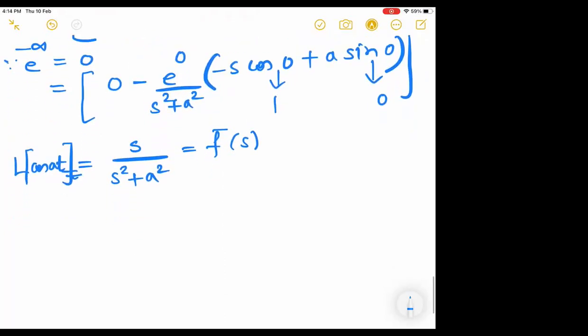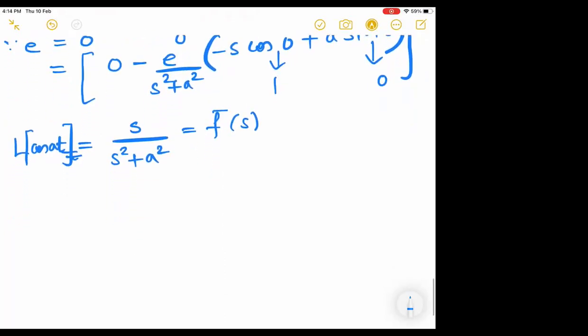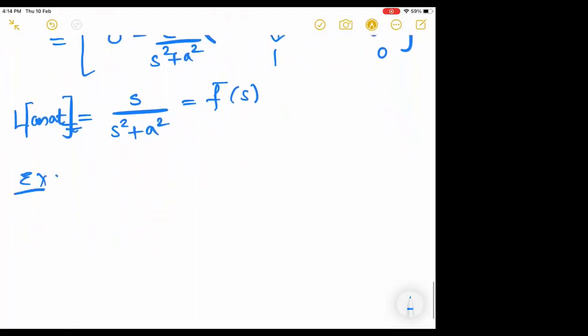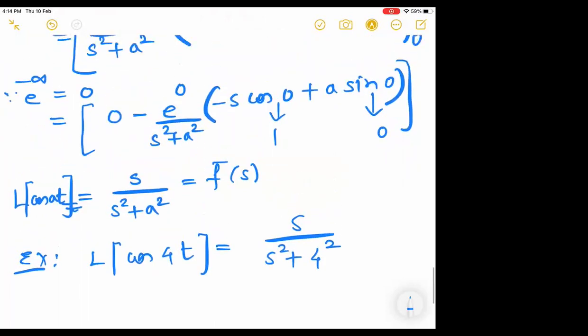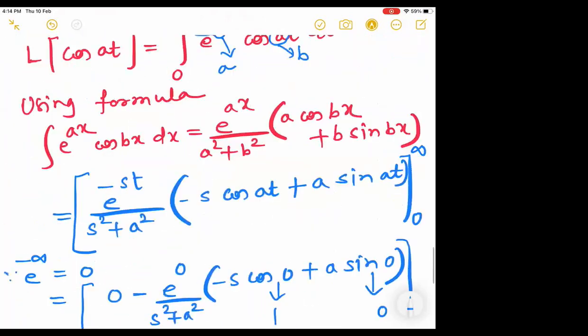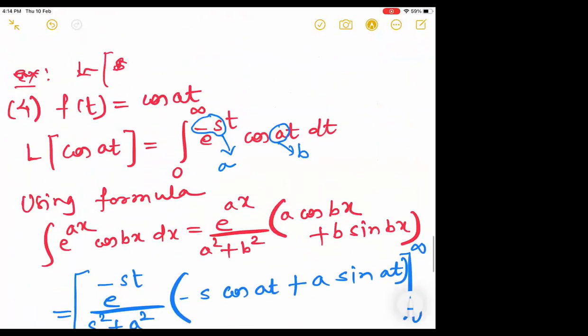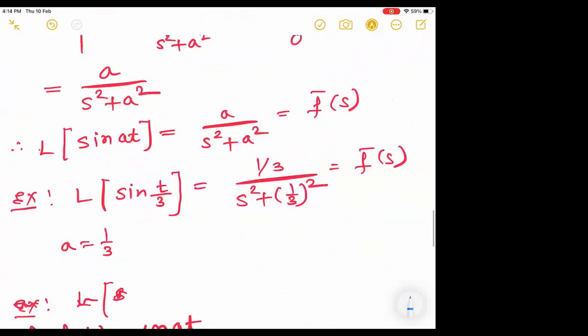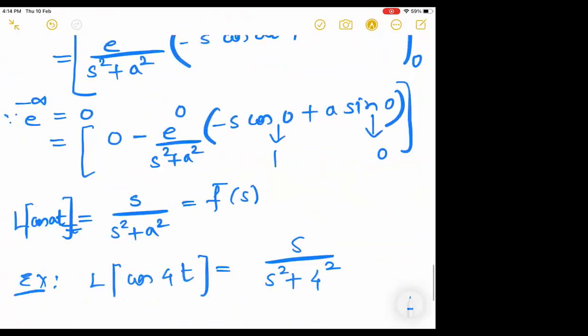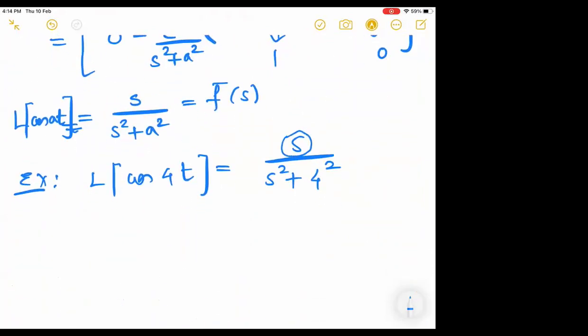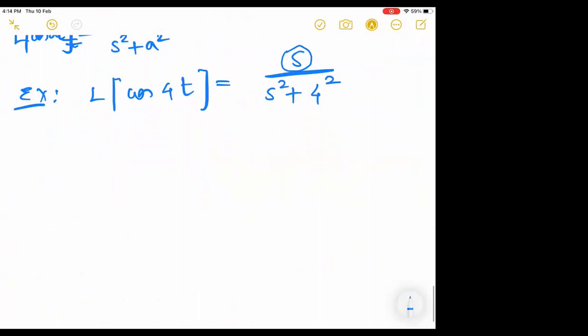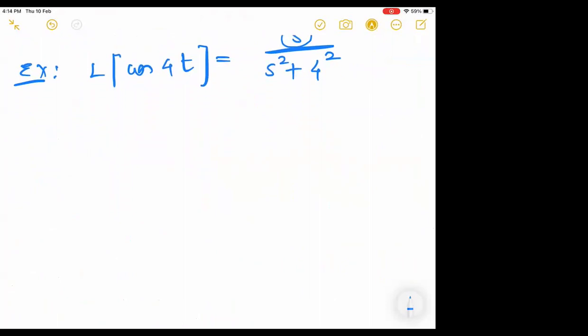So in general, for example, if I want to calculate the transform of cos of 4t, suppose, then it will be s upon s square plus 4 square, which is 16. So the difference between the sine and cosine answers is, in the sine answer the numerator is the constant a, and in the cosine answer the numerator is the parameter s. Okay, so that is s upon s square plus a square, where a is equal to 4.